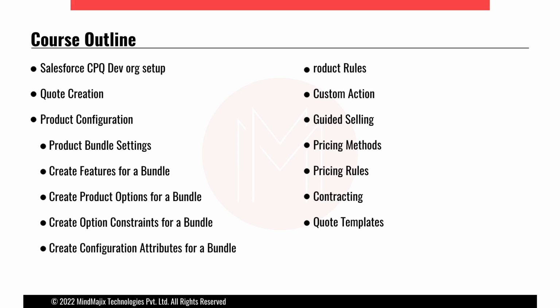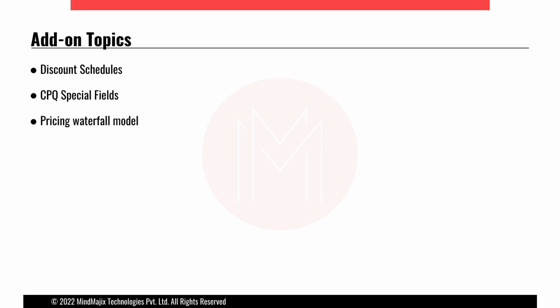You can also see custom actions, custom action guidance, selling and pricing methods. These are all other key topics of CPQ. We will cover them in later sections. Along with that, the discount schedule. This is one of the topics we can cover later. CPQ has special fields that are pre-built with some backend configuration. I will show what all the fields are and why we are using these fields later.